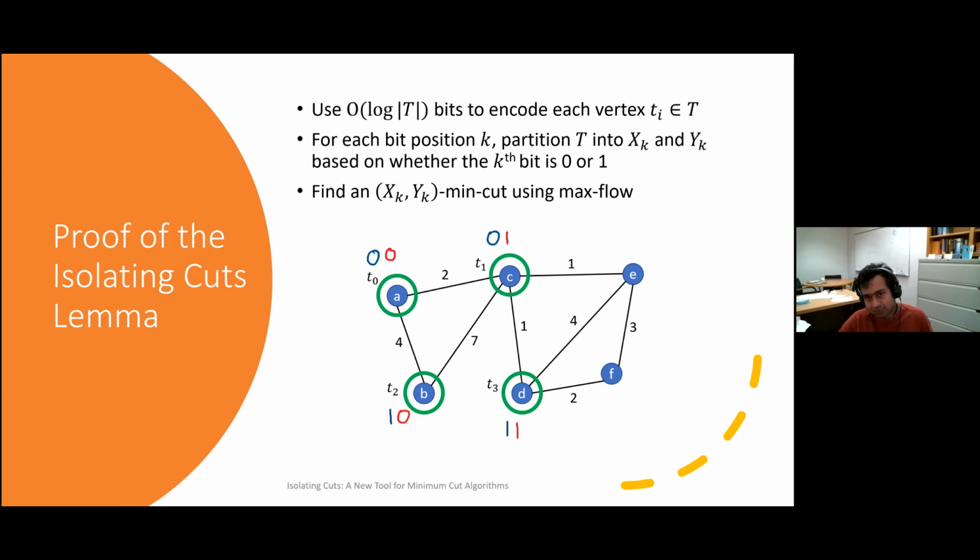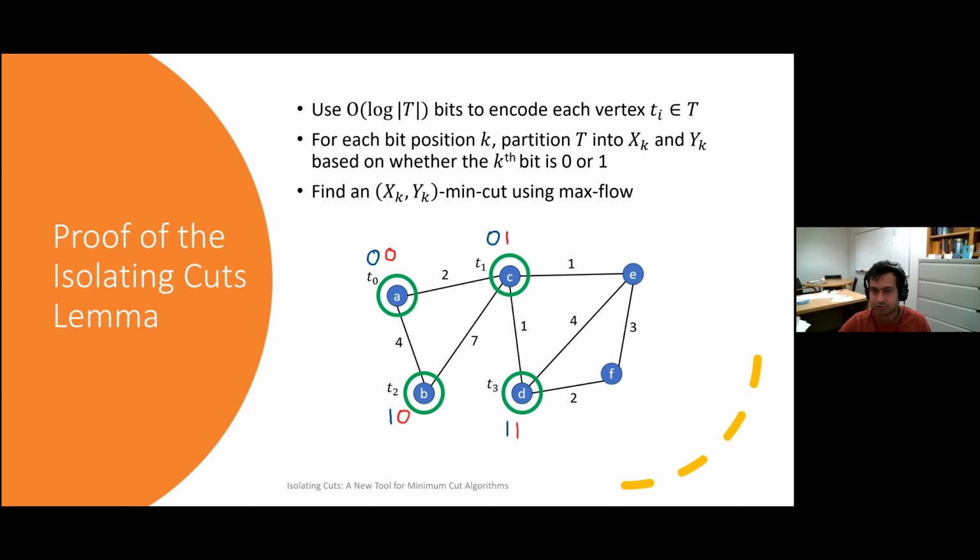Okay. So here's how we prove isolating cuts. We start off by taking these T vertices, the vertices that I selected in my sample, and simply labeling them using log T bits. I just label them in binary. And now I look at every bit position. Every bit position essentially splits the vertices into two equal halves. And for a second, let's imagine that T is a power of 2. It doesn't really matter, but every bit position splits the set of vertices into two equal halves.